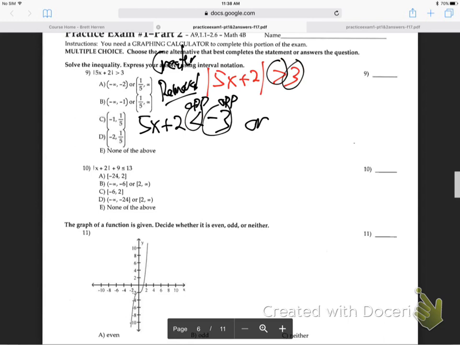Opposite, opposite. Or, and the other way, you keep it the same, same. Same, same. Do you see that? It's opposite, opposite, or same, same. That's what you do for absolute value greater.